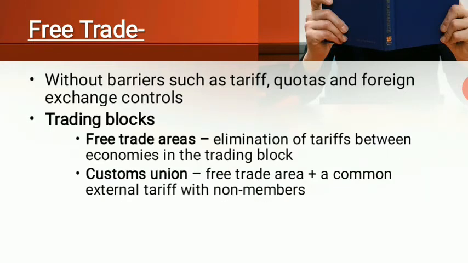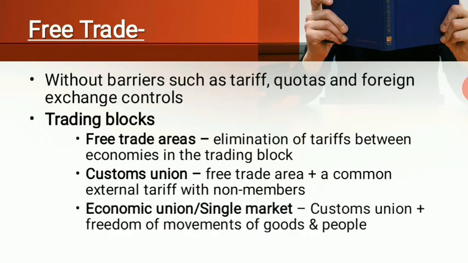Next is customs union. Here also there is no tariff between the countries, also no border checks, the common external tariff and trade deals for the whole customs union are the same. Next is single market or economic union. Here also there is no tariff between the member countries and a common external tariff, and also free movement of goods and people between the member countries.